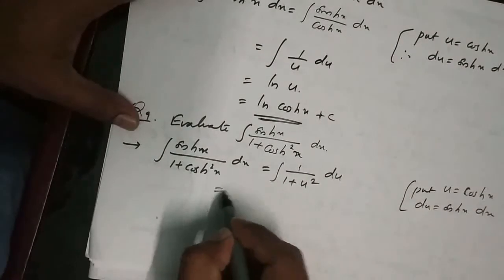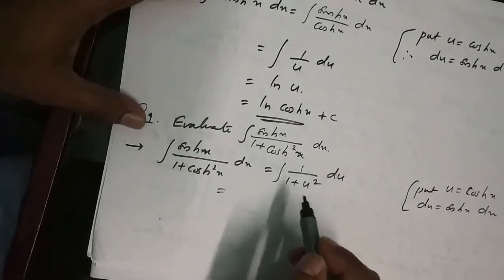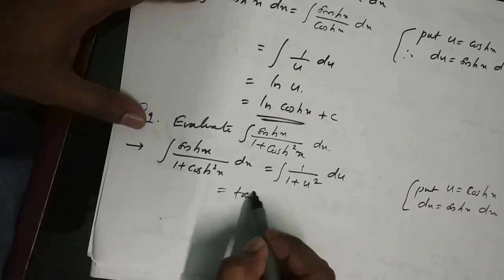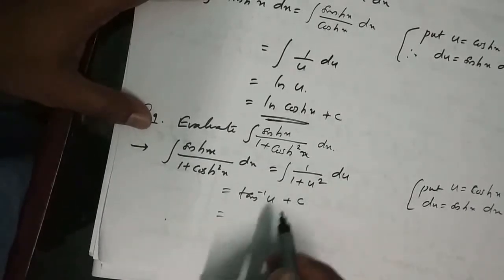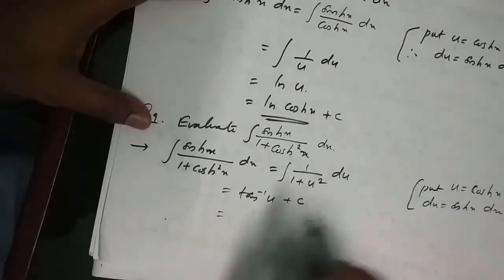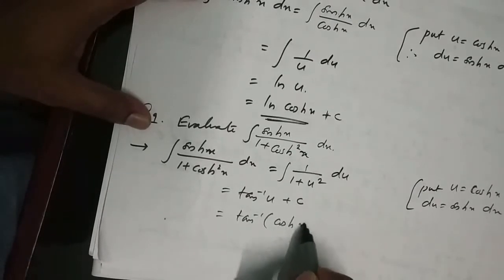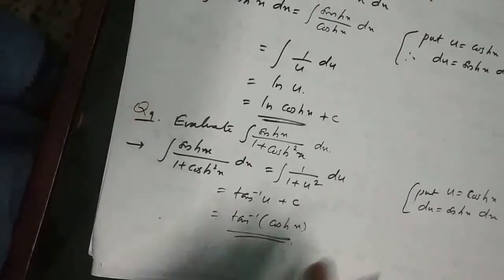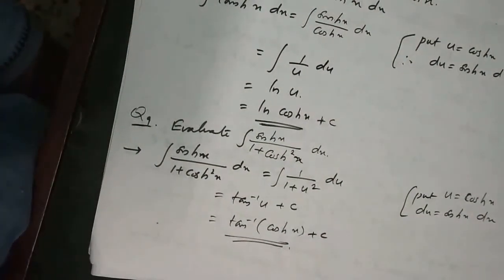So we know the integral of 1 by 1 plus u square is tan inverse of u, right? Tan inverse of u plus constant of integration. Now we can replace u by cosh x. So tan inverse of cosh x plus a constant of integration.